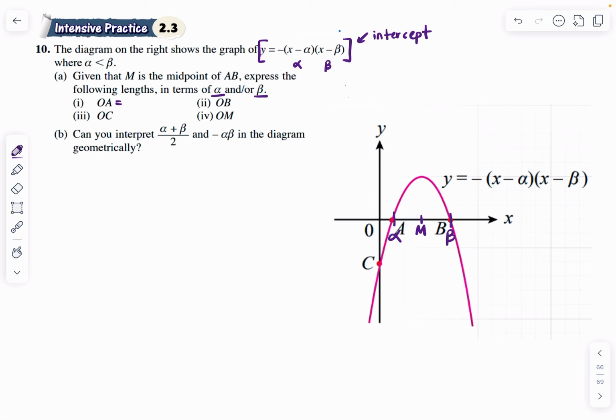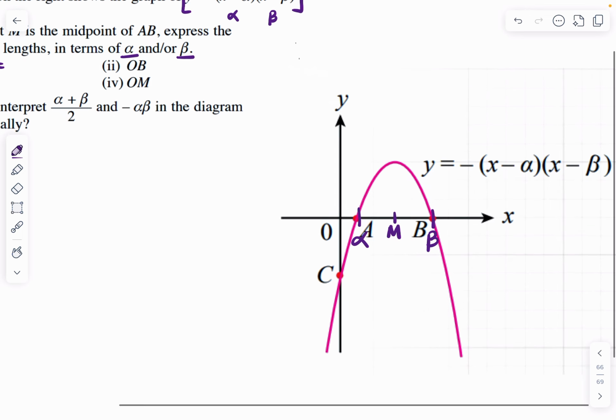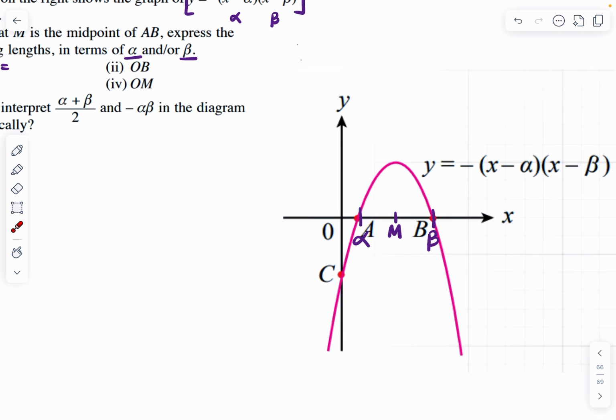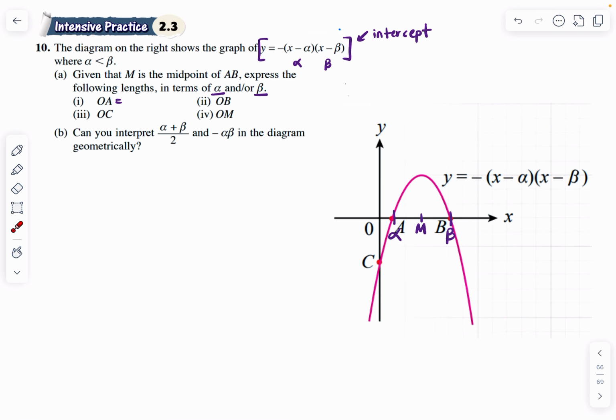Okay. First one, OA. So OA would be from here to here. So if alpha is, let's say, 2, let's say the roots are 2 and 5. So this distance OA would just be 2, and the distance OB would be 5 if it were 2 and 5. So since now this is alpha and beta, the length of OA is just alpha. The length of OB is just beta.